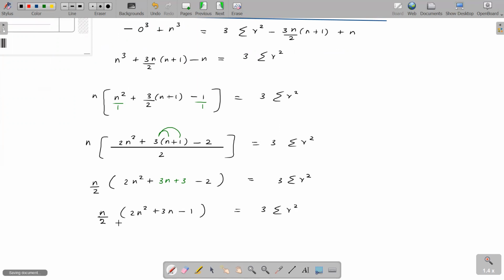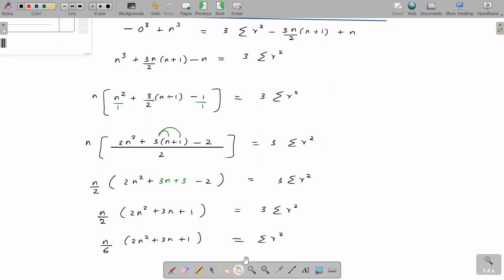We can bring the 3 to the other side as a division. Can you see it? Sorry, minus 2, right? No, plus 3 minus 2 is plus 1. So the 3 will come to the other side as a division. N divided by 6, 2n square plus 3n plus 1 equals summation r square. I brought the 3 to the other side as a division. That's why it became a 6.